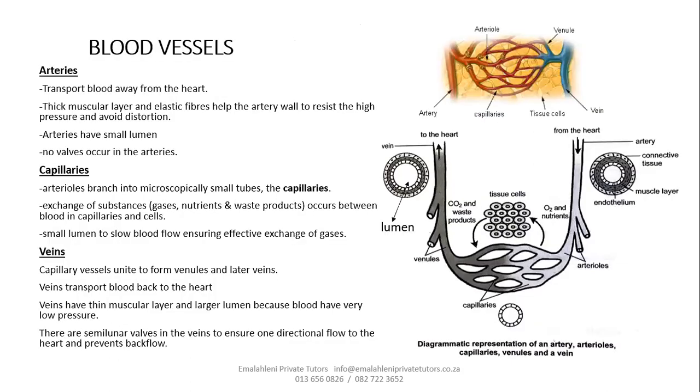Then let's move on. Blood vessels. We have three types of blood vessels here. We have the arteries. Now we are saying the arteries are transporting oxygenated blood away from the heart.